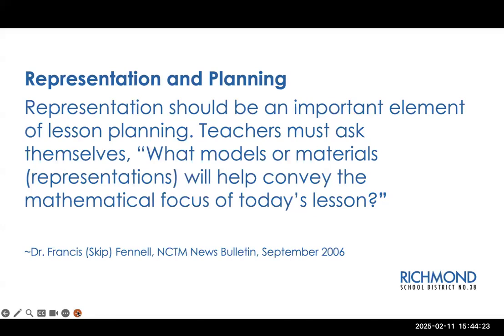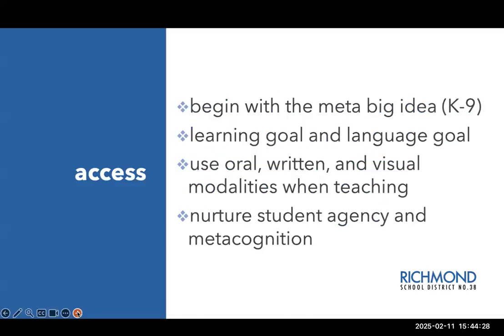So just some things to think about as the educator about what models are going to be effective for the students that you're teaching. Again, providing access in your planning. We all have a range of learners in our classrooms, so begin with the meta big idea. For K to 9 around number, it's number represents quantity. For grade 4, it's fractions. For kindergarten, it's numbers to 10. For grade 3, it's numbers to 1,000, but it's still all that meta big idea: numbers represent quantity. And so students can have access to whatever math that you're doing through that big idea.